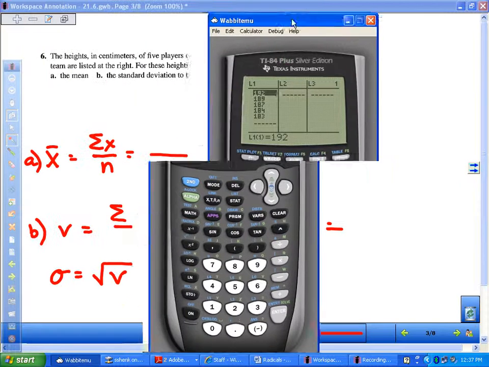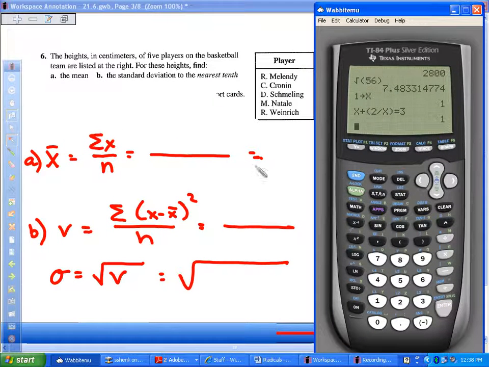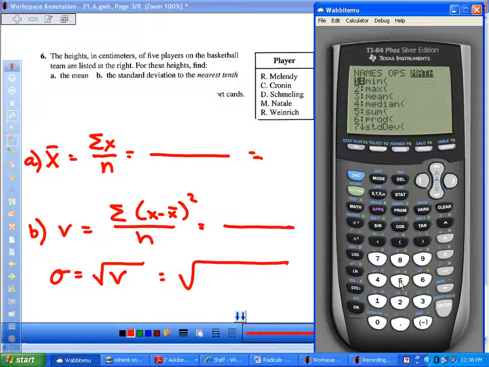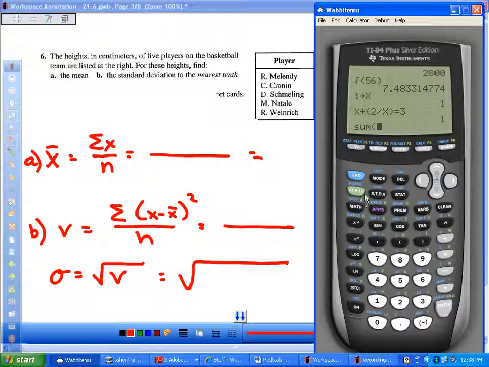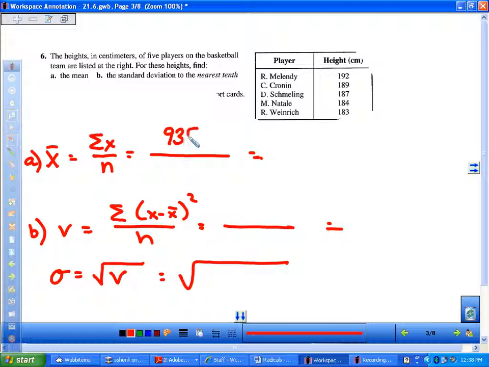Yes. Okay, so now, from the home screen, how do we calculate sigma x? Sum, where do we get sum? Second stat, math 5. We want the sum of what? Sum of L1. They add up to what? 935. How many of them were there? 5. 935 divided by 5 gives us 187 is our average. 187 centimeters.